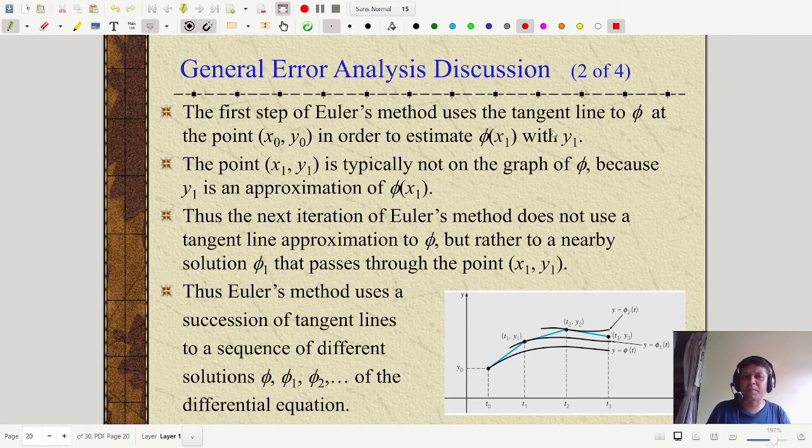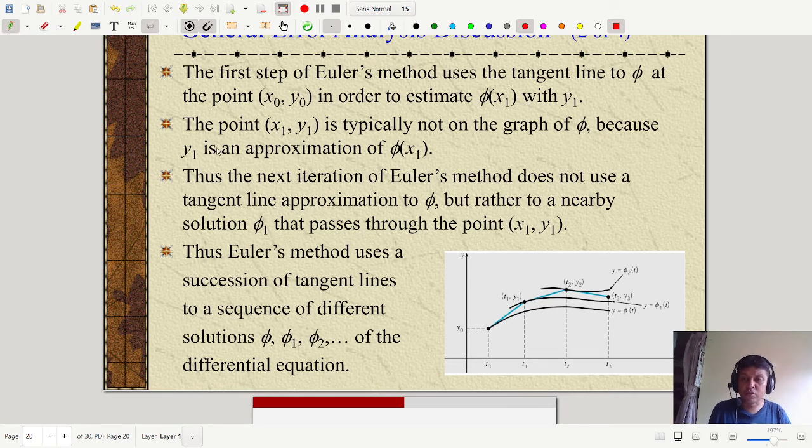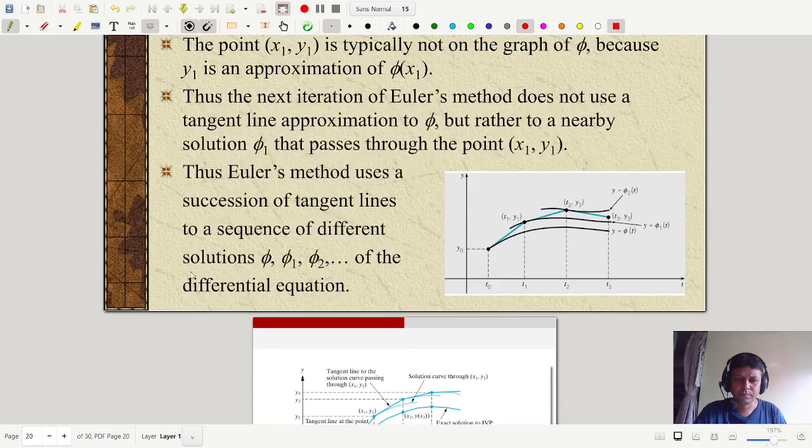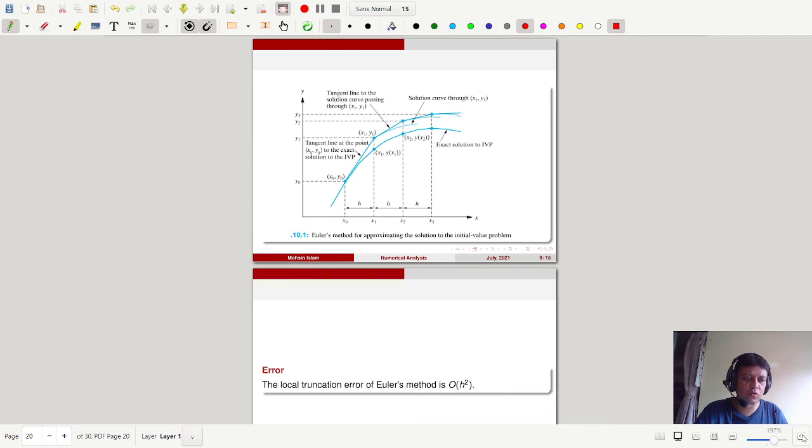Now the first step of Euler's method uses the tangent line to phi at the point x0, y0 in order to estimate phi of x1 with y1. The point x1, y1 is typically not on the graph of phi, because y1 is an approximation to phi of x1. Thus the next iteration of Euler's method does not use a tangent line approximation to phi, but rather to a nearby solution phi 1 that passes through the point x1, y1. Thus Euler's method uses a succession of tangent lines to a sequence of different solutions phi 1, phi 2 of the differential equation. So a more clear diagram will be this one.